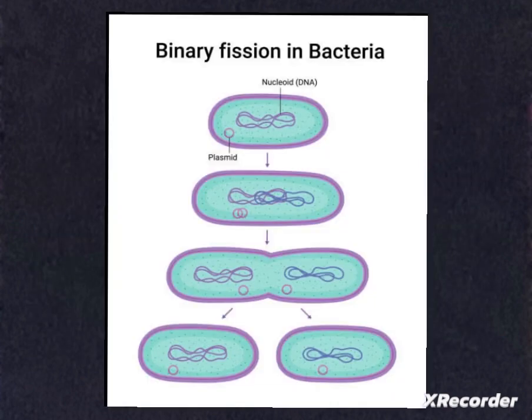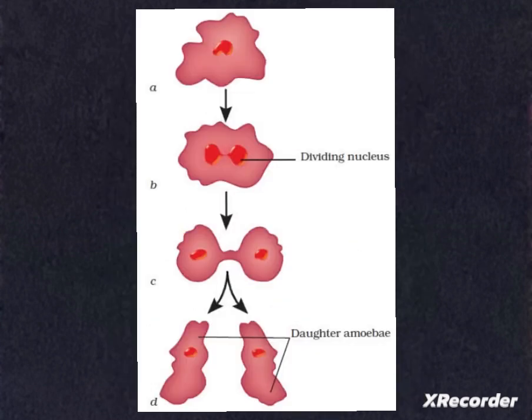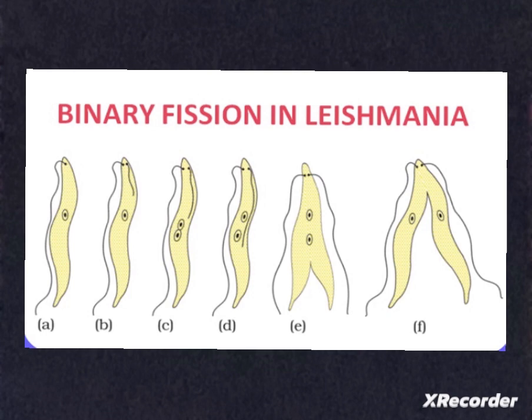Now let's know what is binary fission. Many bacteria and protozoa divide by this method. Binary fission is the one in which the parent cell divides either transversely or longitudinally into two equal halves that are called as daughter cells. The examples for this are amoeba divides transversely and leishmania divides longitudinally.